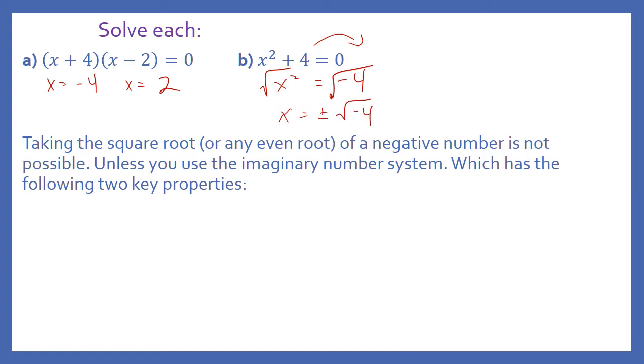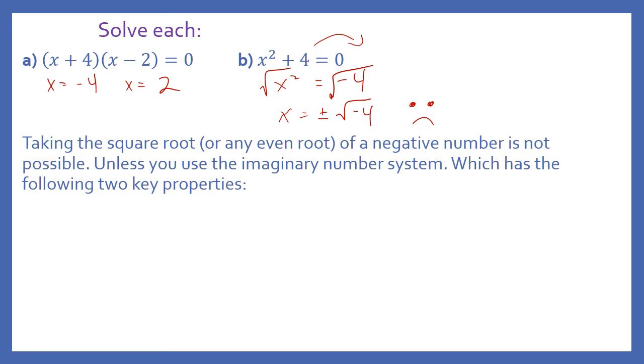And if you type that in your calculator, you get an error. And so far, you've been told there are no solutions, not possible. That's partially true. There's no solutions in the real number set. If you take the square root or any even root, the 4th root, 6th, 8th, and so on, of a negative number, it's not possible in the real number system.